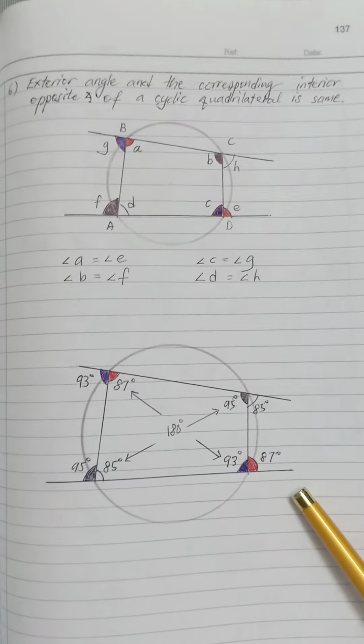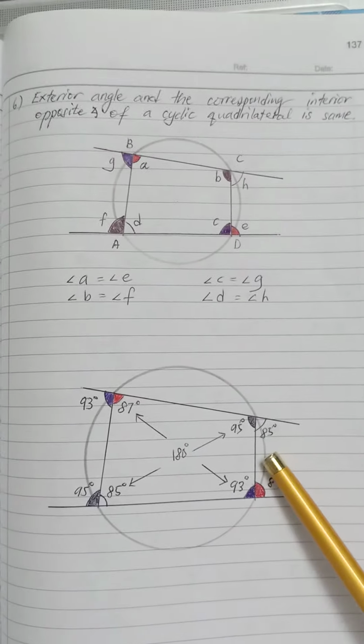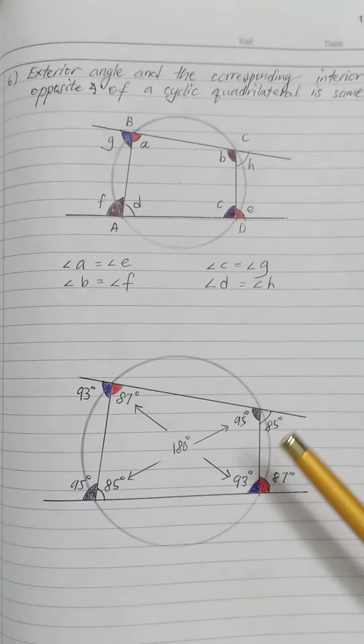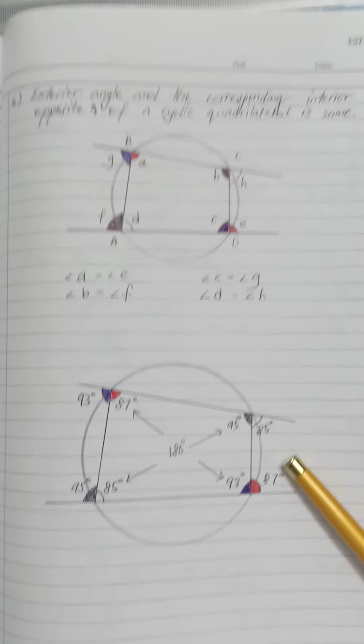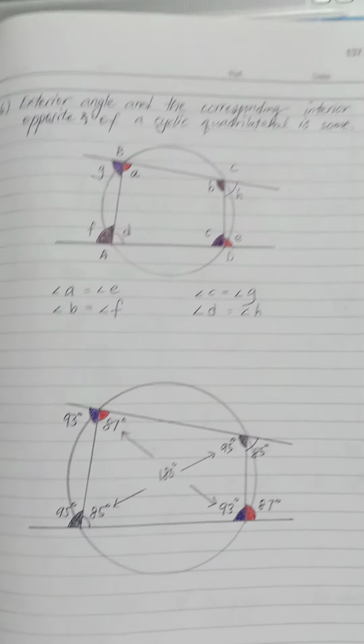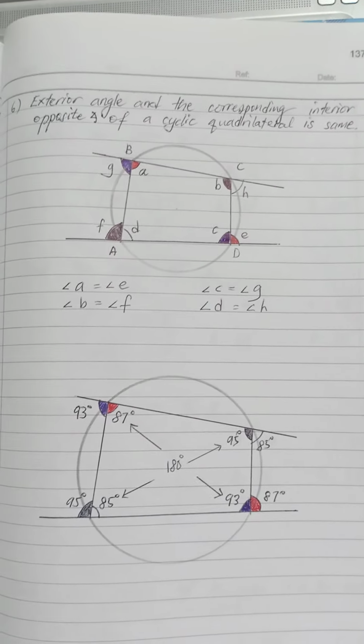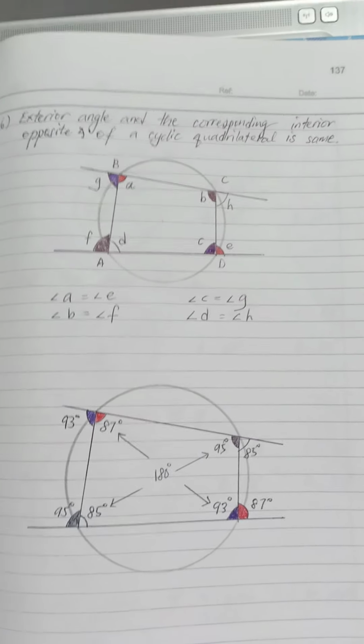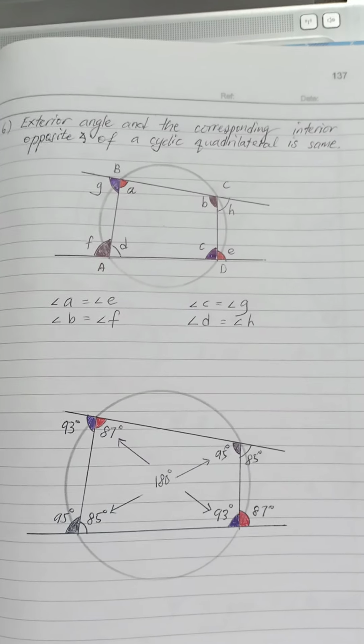These are the cyclic quadrilateral properties. Exterior and interior opposite angles are the same. Okay, we are done with the angle properties of circles today. You can do the worksheet after this.